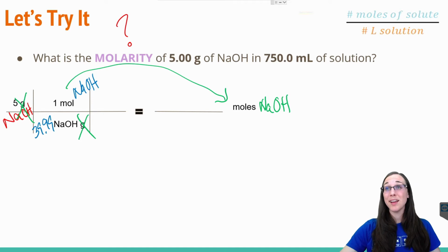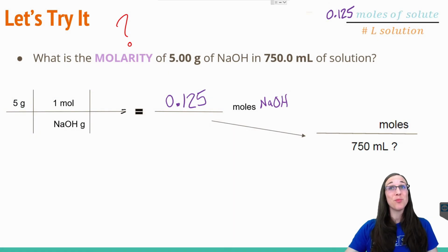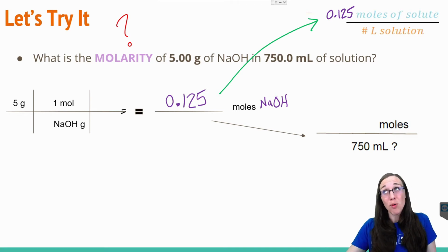So now multiplying across the top and dividing the bottom, we just have 5 times 1 divided by 39.99 to give us a value of 0.125 moles of NaOH. Well, that's awesome. We finally have grams to moles now, so we can actually put that in the numerator of our molarity setup, i.e. moles per liter.